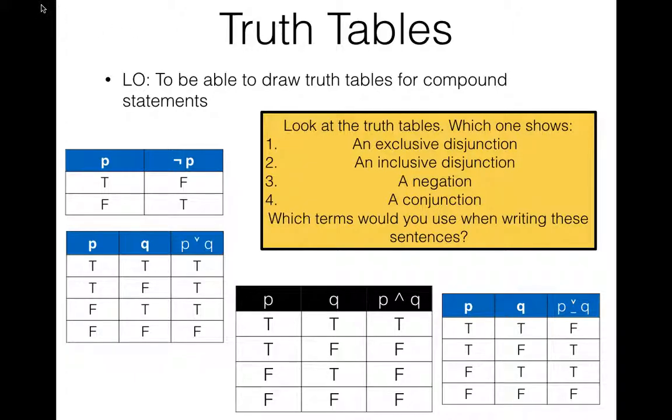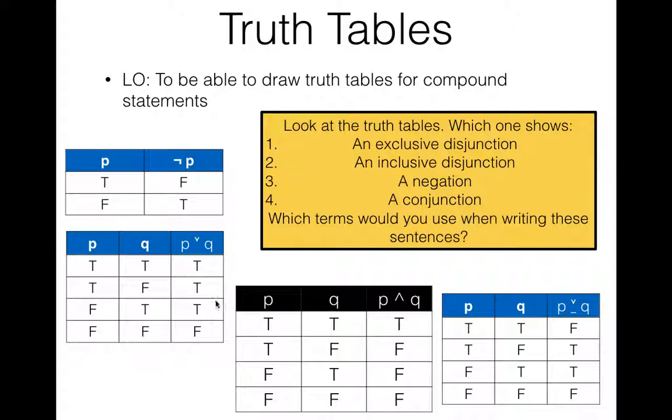Okay, so you should have decided that this first table here is a negation table. That's when we use the word not in the middle of the sentence. So we've got P and we've got not P in this case. If P is true, then not P must be false. If P is false, then not P must be true because they are always the opposite of each other.